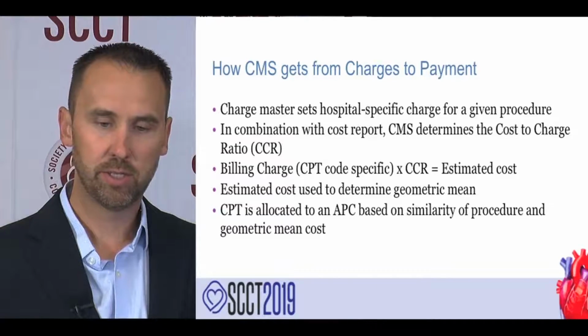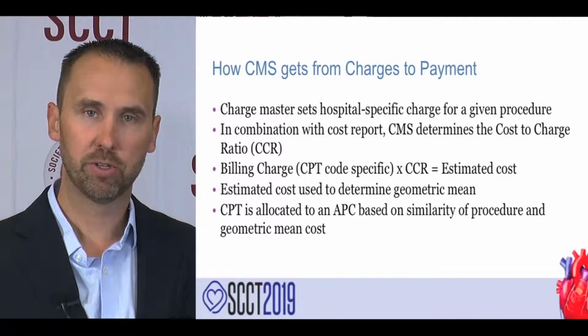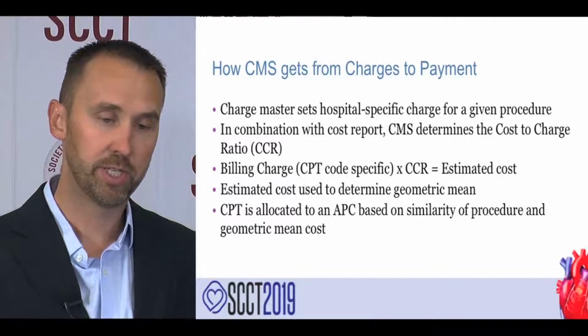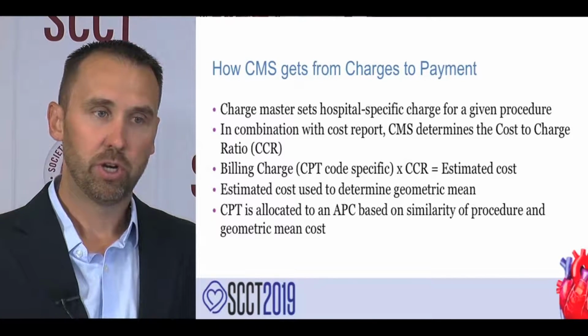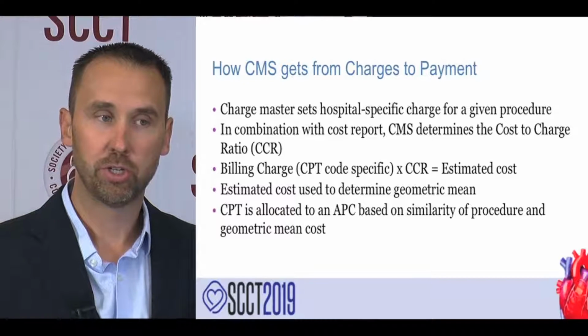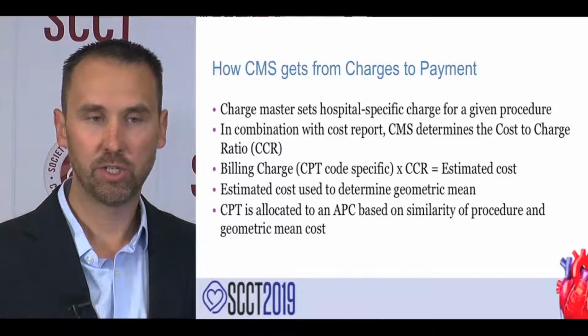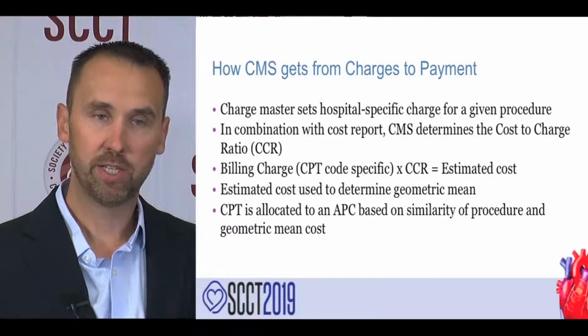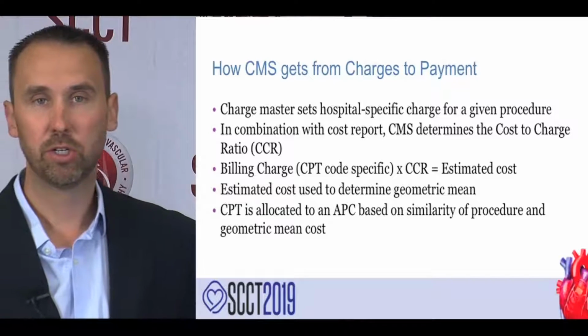So how does CMS then take these cost reports that they receive and get to an estimated payment and cost? And so this brings into the discussion the thing called a charge master, which is essentially a list of hospital-specific charges for any given procedure. So it's a list of CPT codes with charge rates next to it. And in combination with this charge master, CMS then applies a cost-to-charge ratio, which takes into account the billing code which is used, the department and setting in which it's used, and these cost reports, and it arrives at an estimated cost.